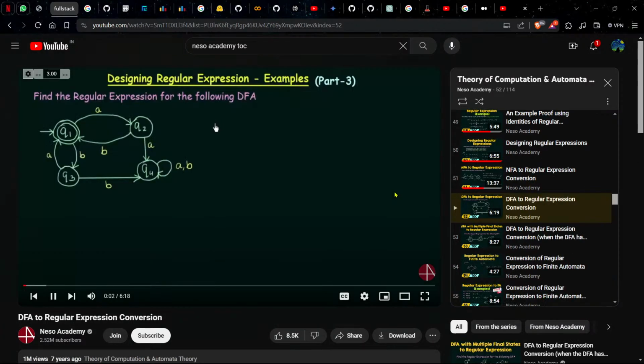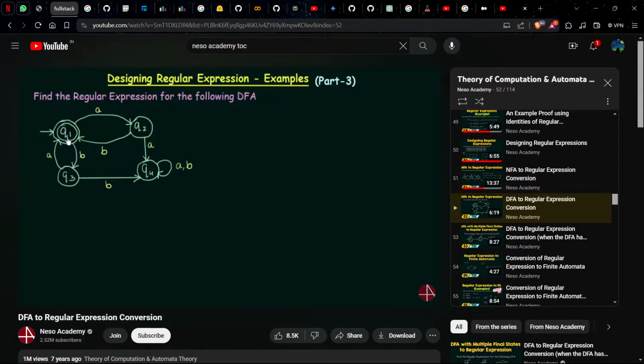In this lecture, we will see another example of finding the regular expression for a given DFA. Here we have another DFA given, and we have to find the regular expression for it. We have states q1, q2, q3, and q4, where q1 is the initial as well as the final state, and we have inputs a and b.